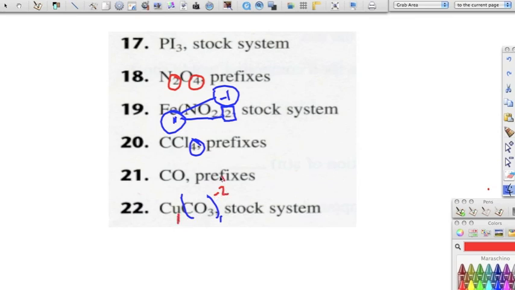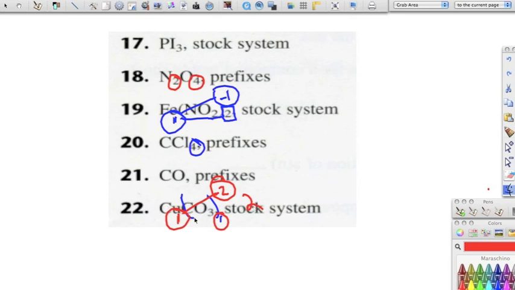The subscript does not match the oxidation number. Remember, we're just looking at the numbers, not the signs. So what we do is we know that there's parentheses around carbonate, and that 1's on the outside of the parentheses. So all we do is we multiply that 1 by that 2, and we get 2. So this is going to be copper 2 carbonate.